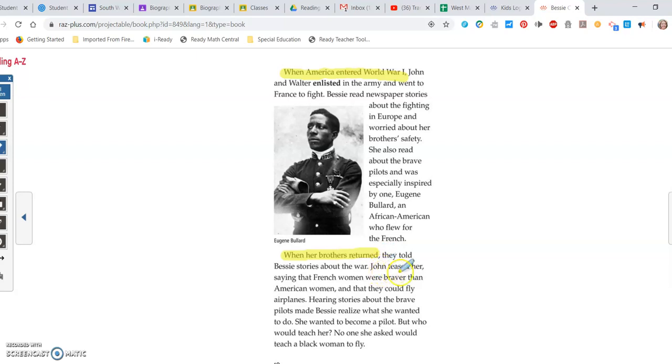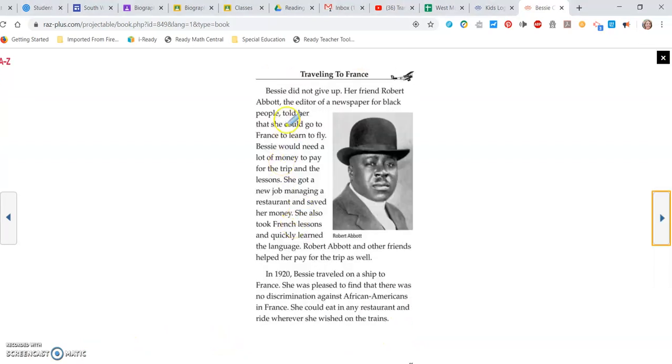John teased her, saying that French women were braver than American women and that they could fly airplanes. Hearing stories about the brave pilots made Bessie realize what she wanted to do. She wanted to become a pilot, but who would teach her? No one, she asked, would teach a black woman to fly. So hearing that no one would teach her didn't stop Bessie. She decided not to give up.